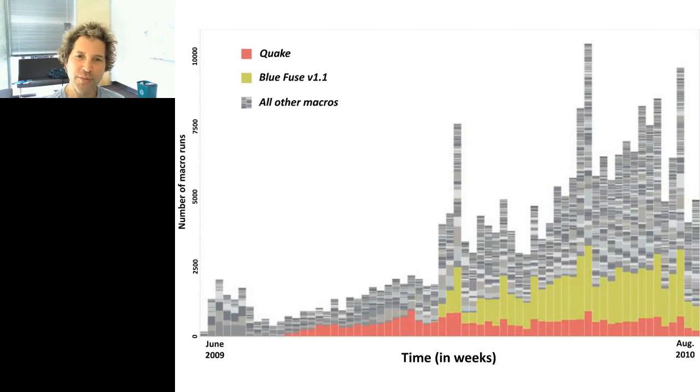Well, what we noticed over time was that there were two recipes that really started taking over the population. They're the ones shown in red and in green, and these have quite nice names. The red one's called Quake, and the blue-green one's called Blue Fuse.